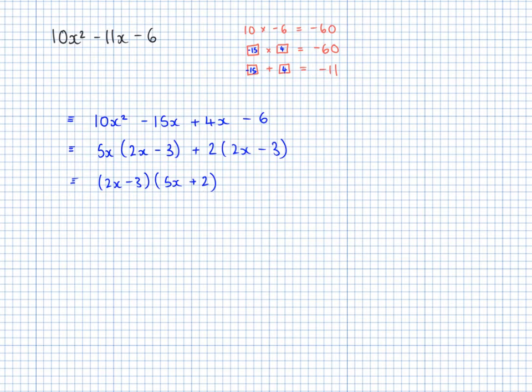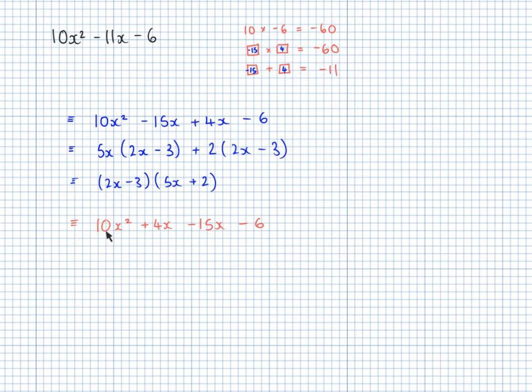I just want to show you that if I was to reverse these, it would have worked. So I'm just going to start again from that stage there in a different color. Let's use red. So we've got 10x squared plus 4x take away 15x take away 6. So notice how plus 4x take away 15x gives me negative 11x.